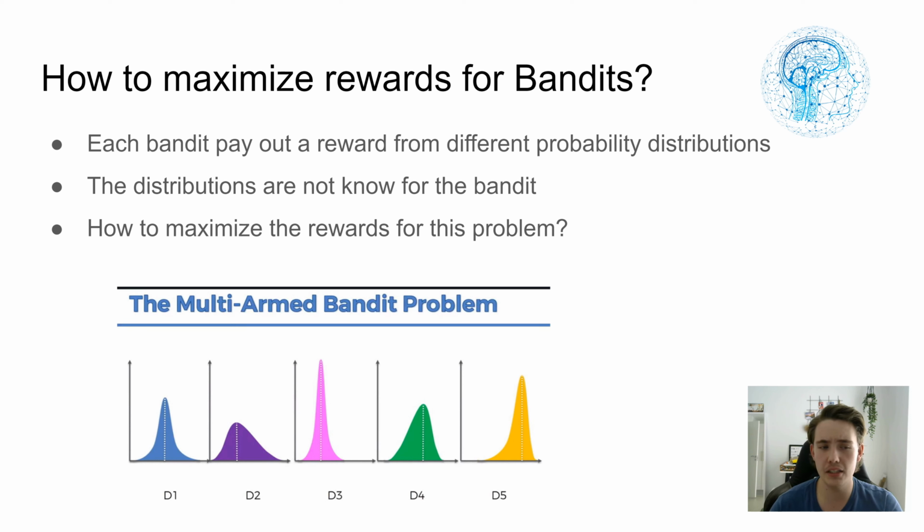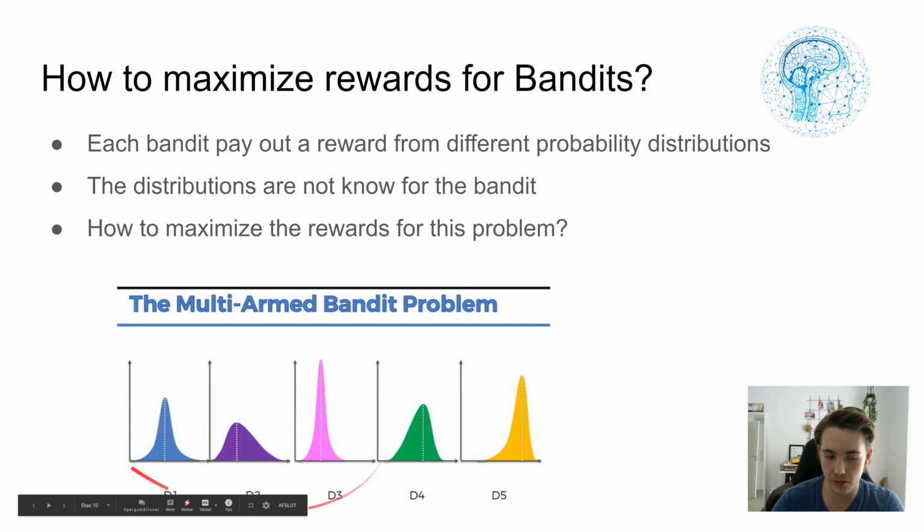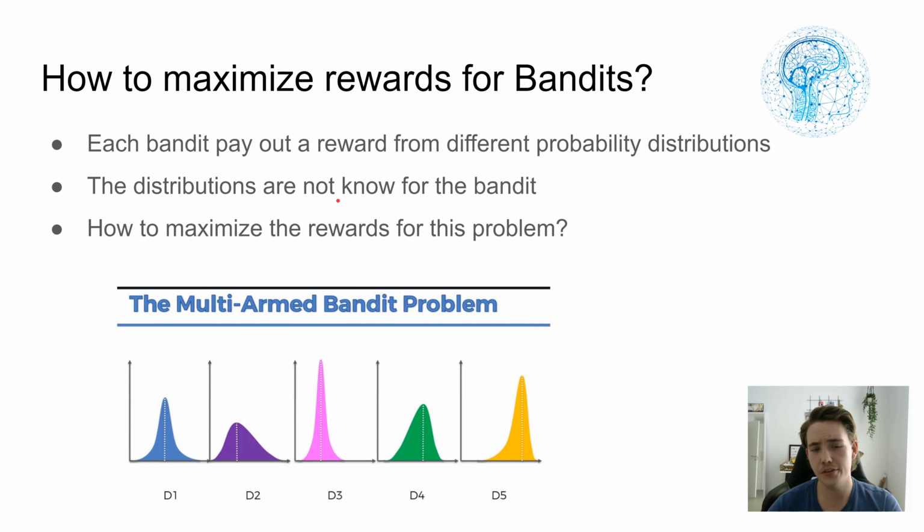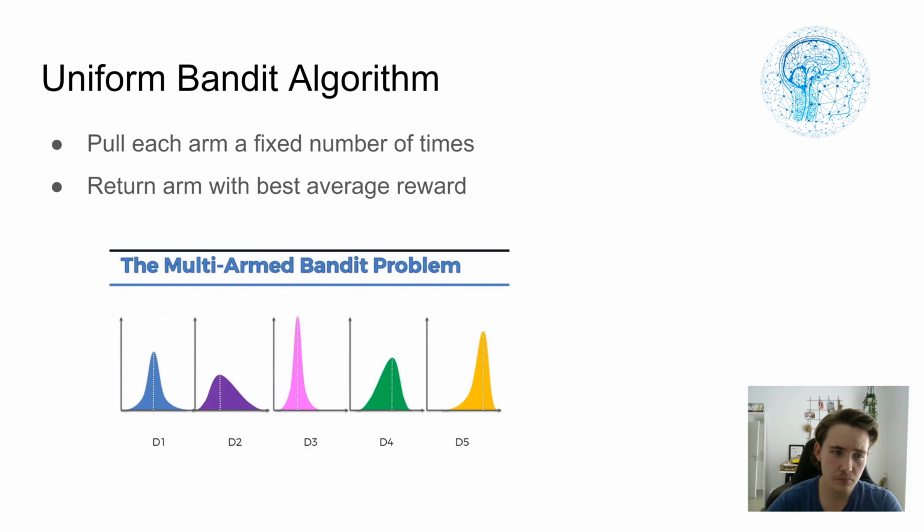If we say each bandit pays out a reward from different probability distributions, as we have down here, we can have some normal distributions or random distributions and things like that. The distributions are not known for the bandit, but the bandit tries to estimate them and find out the distributions, so it knows how to maximize the rewards when it's operating in its environment. One of the examples we could have is the uniform bandit algorithm, where we just pull each arm a fixed number of times, and then we return the arm with the best average reward.